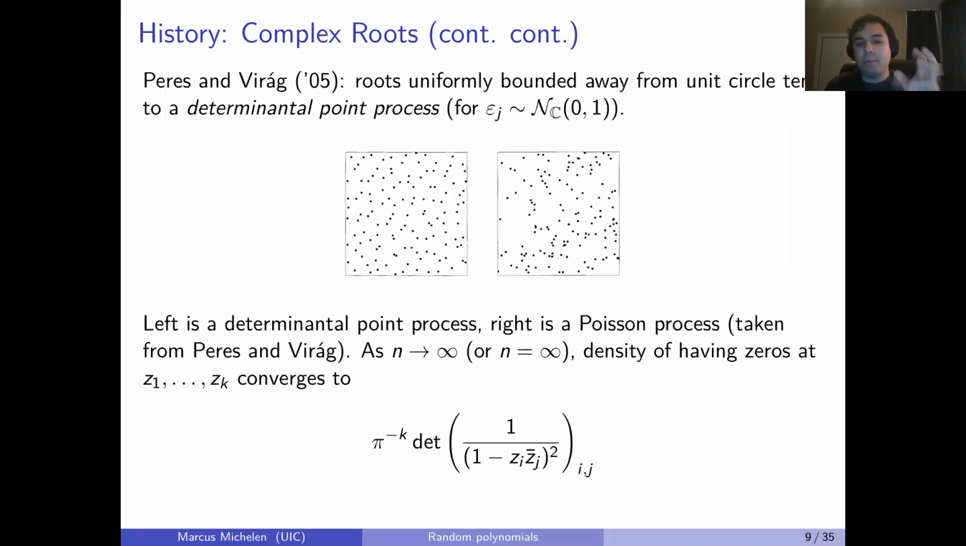A determinantal point process in this instance means the density of having zeros at certain points converges to this determinant. It's a very special algebraic expression for the density of having zeros at certain points. And this is what governs the law of zeros away from the unit circle. So this is a really lovely paper. This is essentially a miracle in a lot of ways. This is an extremely special object you end up with at the end.